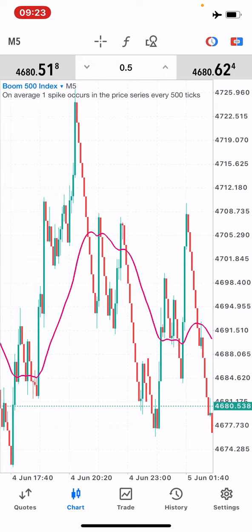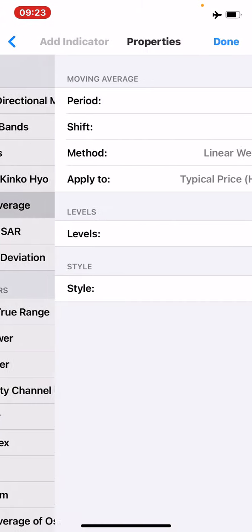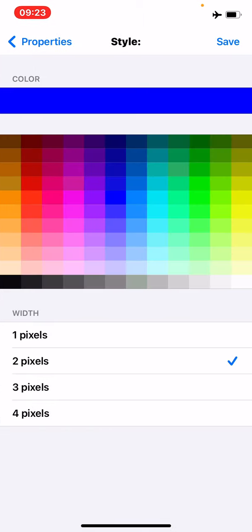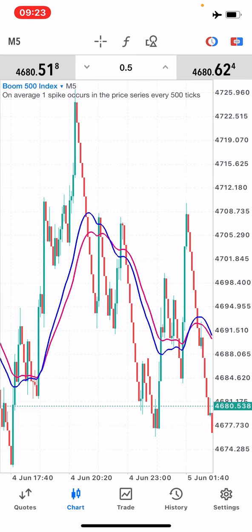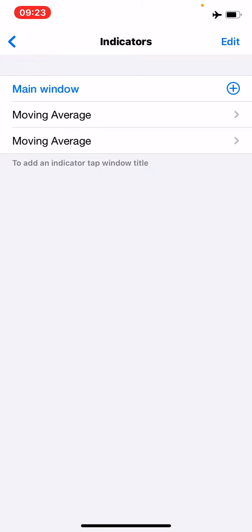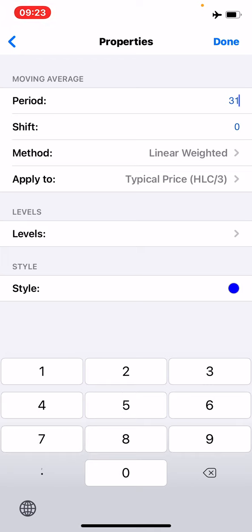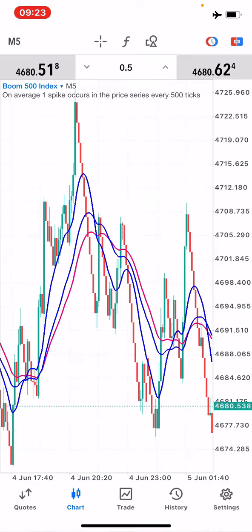The next indicator that we want to install is also a moving average. It is a period of 35, a shift of 0, method of linear weighted, apply to typical price, and I'll choose the color blue, then click save, then done. The next one is also a moving average. It has a period of 15, shift of 0, method linear weighted, apply to typical price, and then I'm going to click on done.